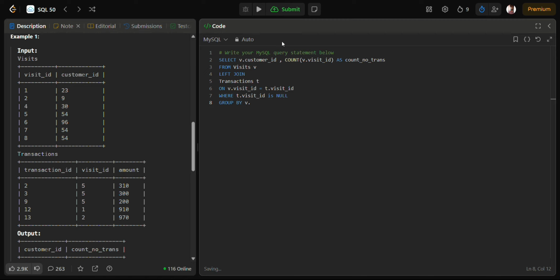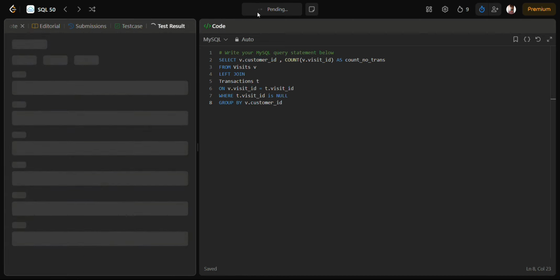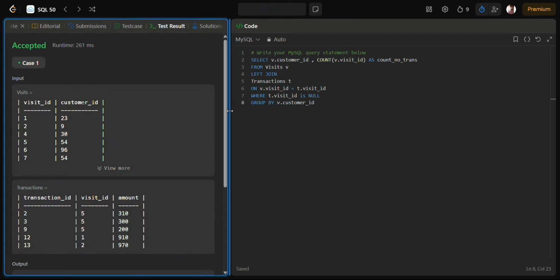This gives us exactly what we need, a simple report with customer ID and number of no transaction visits. This technique is used widely in SQL whenever we need to find records without a match in another table.